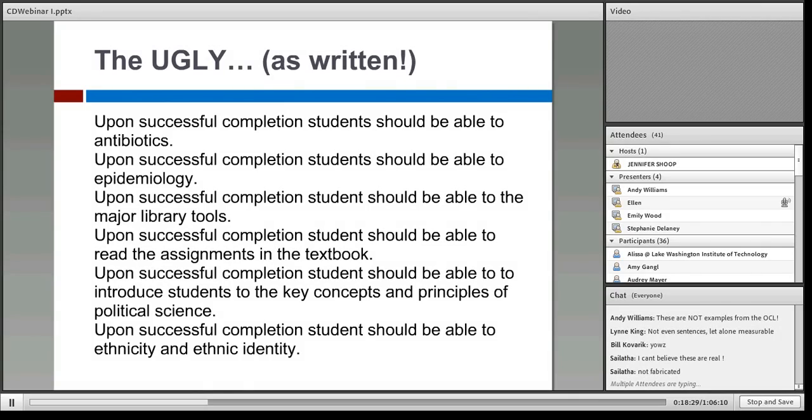What's really interesting, and I think that all of us as instructional designers would probably say the same thing, is that objectives are just difficult. They are difficult to write, and there are a lot of courses out there and a lot of strong faculty out there who have simply never been trained on how to write course objectives.